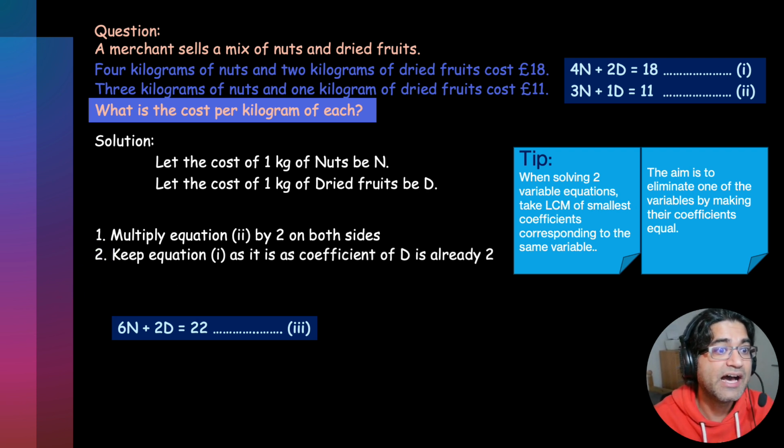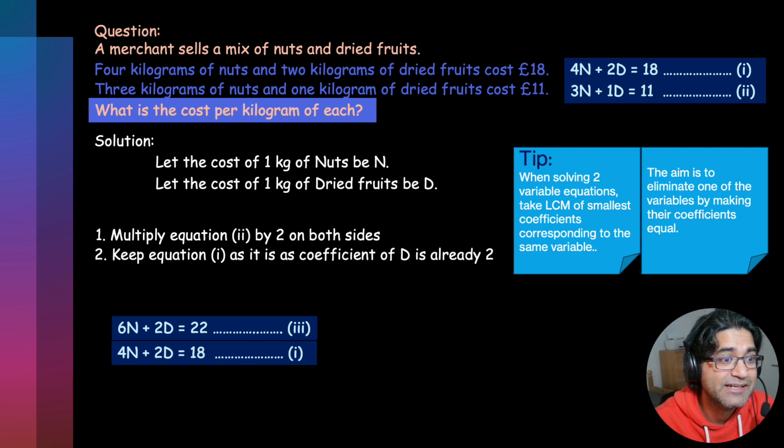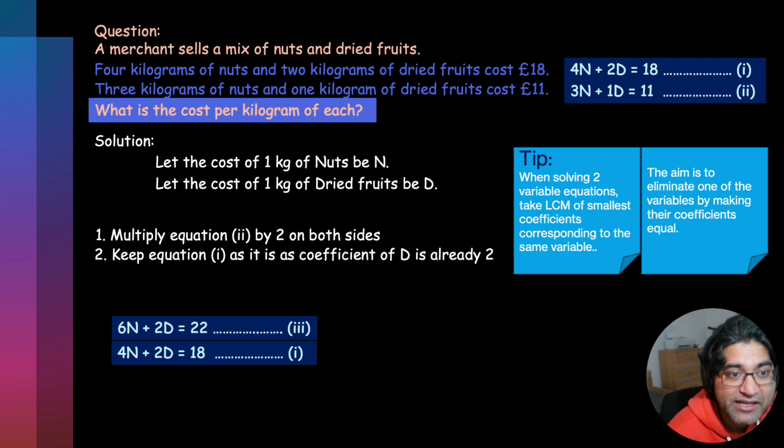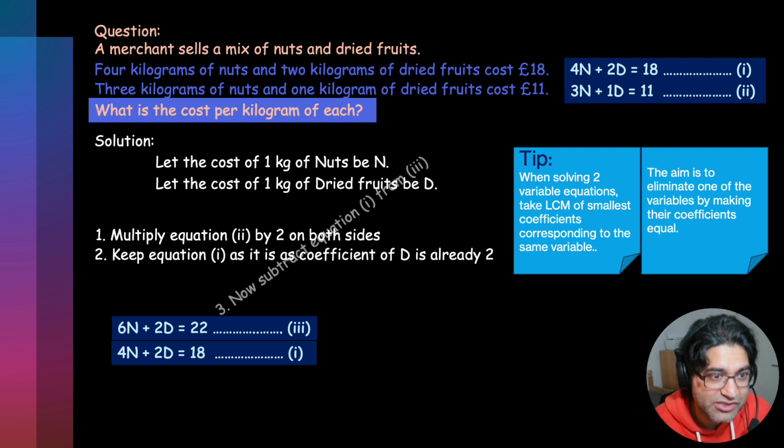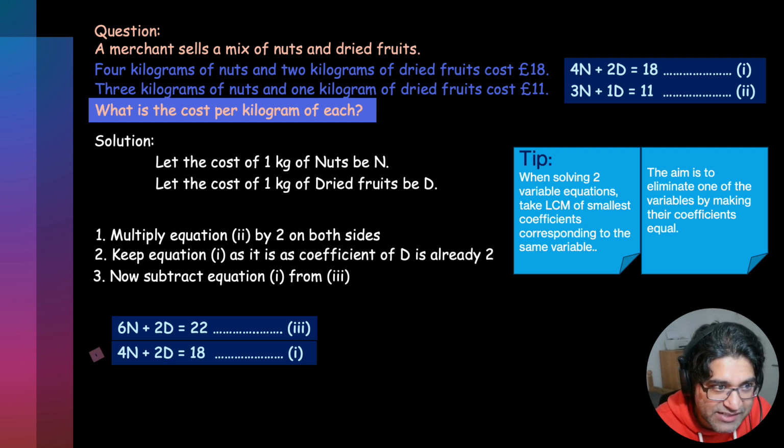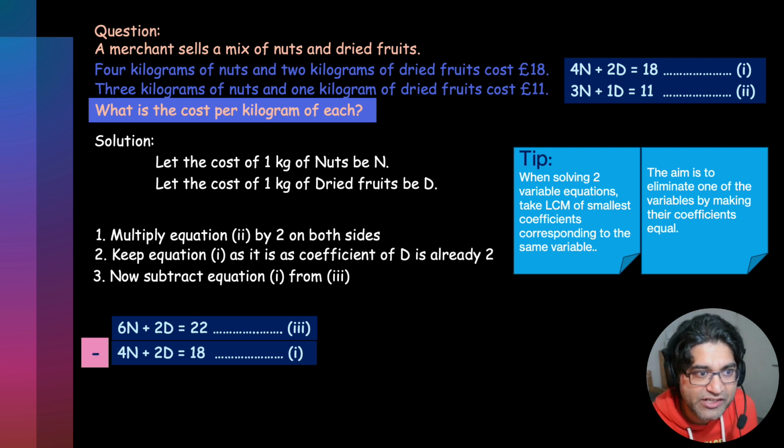And the other equation, I will keep it as it is in this question because it says 2d. So my other equation is 4n plus 2d equal to 18, and my new equation is 6n plus 2d equal to 22. Because 6n is bigger than 4n, so I will subtract equation number 1 from equation number 3. So this is my third step. So when I say subtract equation from another equation, it means subtract the corresponding variables. So subtract n's from n's, subtract d's from d's, and subtract constants from constants.